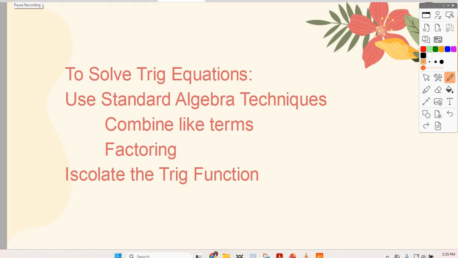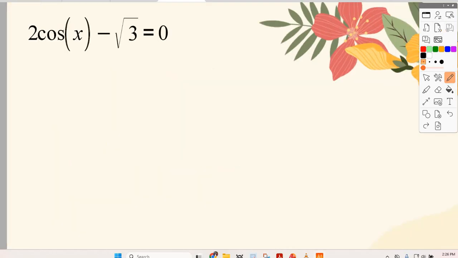In order to do that, we're going to have to first get the trig function by itself. And we do that just using our normal algebra stuff, right? We can combine like terms, we can factor, we can also add, subtract, multiply, divide things as needed as well. So if we looked at something that looks like this, again, our goal is to get the cosine by itself. Because once I do that, just like we did for the other two, we can use our unit circle to work our way backwards.